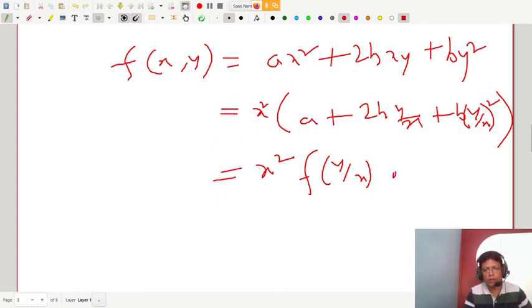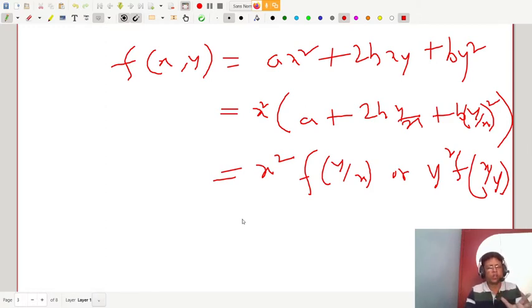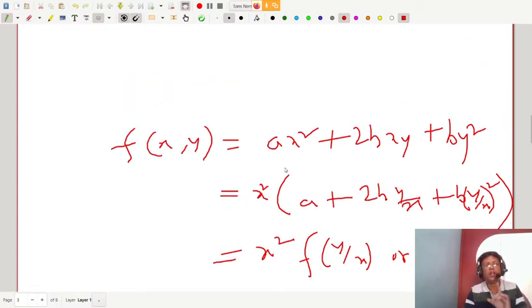Or this equation can be written as y squared times f of x by y, also by taking y squared common. In this way you can write both the functions as homogeneous. You can check it by inspection. How?